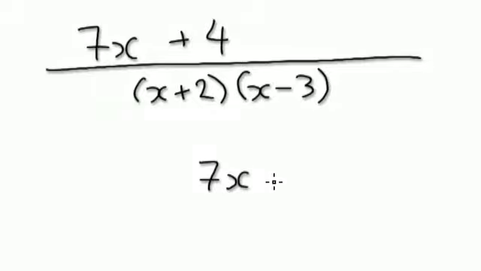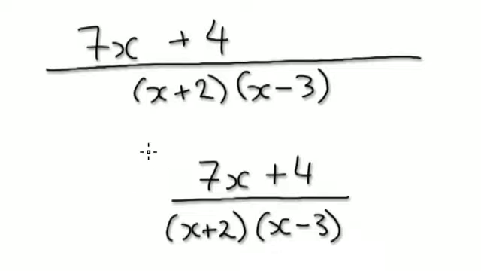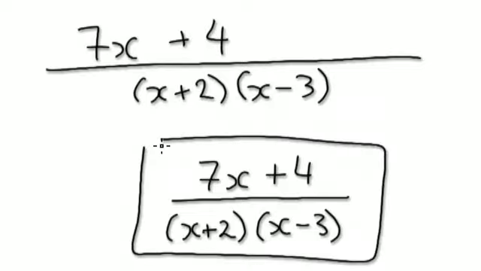So here, let me tidy up. It will be this over x plus 2 bracket x minus 3, and then you're done. Okay.